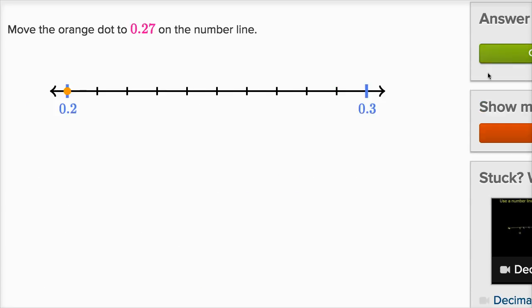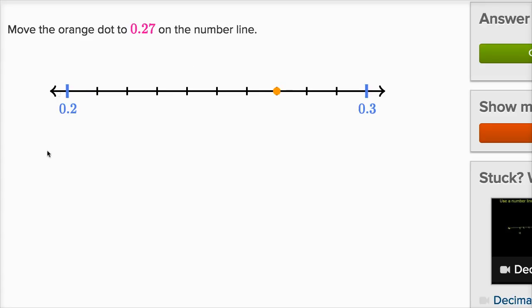Let's do one more. Move the orange dot to 0.27 on the number line. Well, this is 0.2, this is 0.3. So going from here to here is a tenth, and they've divided that tenth into 10 sections. So each of these is a tenth of a tenth, which is a hundredth. So this is 2 tenths and 0 hundredths, 2 tenths and 1 hundredth, 2 tenths and 2 hundredths, 2 tenths and 3 hundredths, 2 tenths and 4 hundredths, 2 tenths and 5 hundredths, 2 tenths and 6 hundredths, 2 tenths and 7 hundredths.